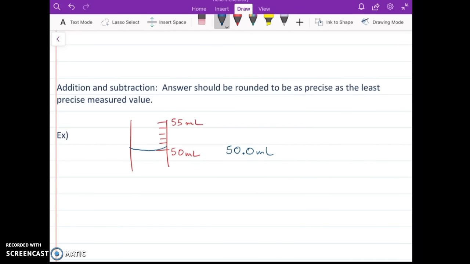And let's say after you put the stopper in there, it rose up to, I'm going to call that, 53.7. So I have to do subtraction. Okay, and I get 3.7 milliliters. Now in this case, it works out pretty well because if I look at precision, how precise is the number 53.7? Well, it goes to the nearest tenth. How precise is the number 50.0? It also goes to the nearest tenth. So our answer should and does go to the nearest tenth.